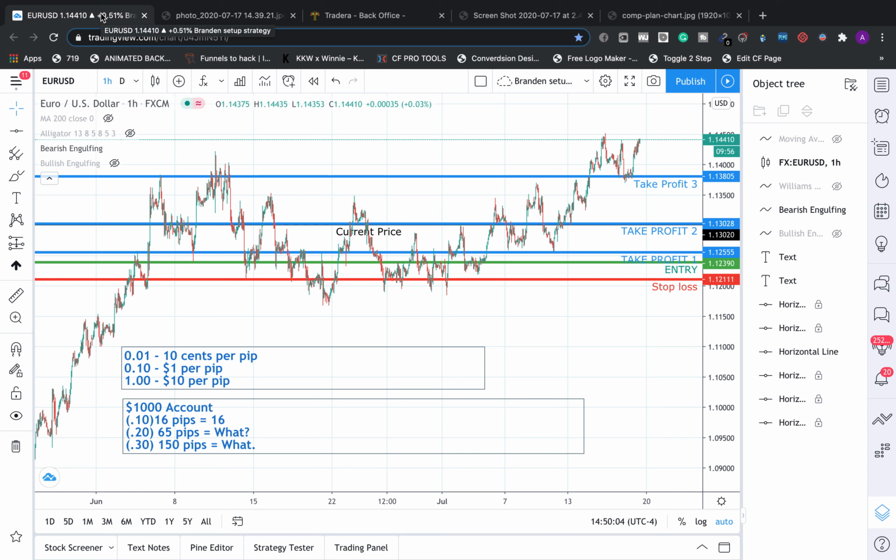So now, okay, you understand how to profit in the market. You understand what lot size and pip sizes are. How do you actually make money in the market?